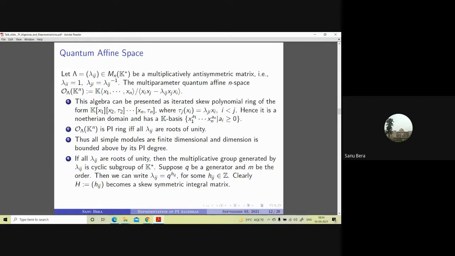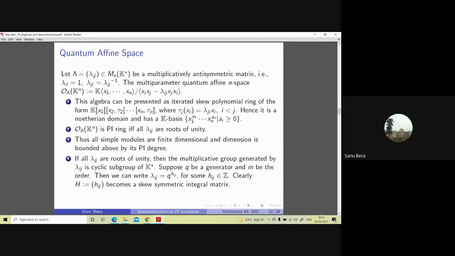It is not a PI ring if q is not a root of unity. Suppose xy equals q yx, q is not a root of unity. We localize with respect to the multiplicative set generated by x and y, and that will be a simple ring, and its center is actually k. It is also a primitive ring. So if it were a PI ring, it must be a finite dimensional central simple algebra, but that will be an infinite dimensional algebra. Okay. I have not gone through all the proofs there, but they are also important things. But my main target is to introduce the quantum affine space and the quantum Weyl algebra.